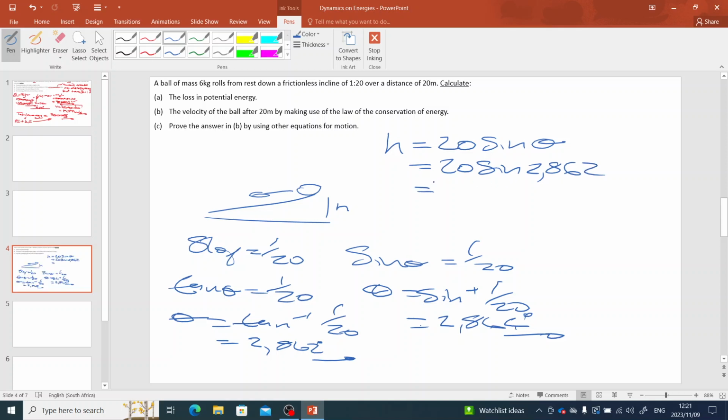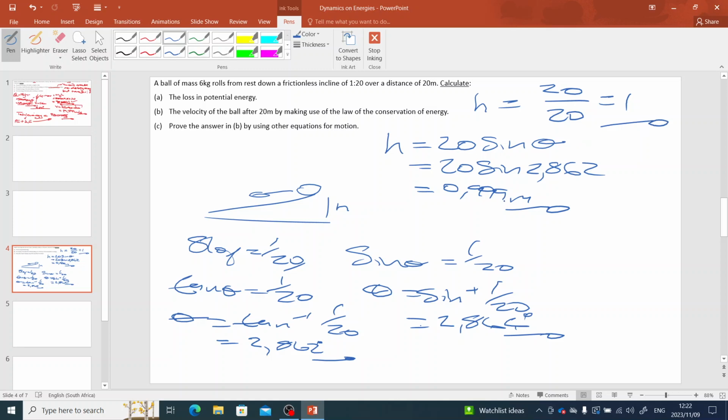Then I get my answer as 0.999 meters. Now, in calculating your height, it will be 20 meters divided by 20 of the slope here. Then you get your answer as what? As 1. Your height there is 1.